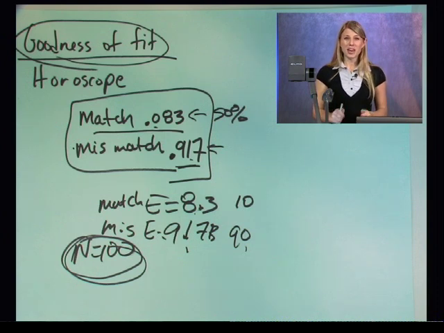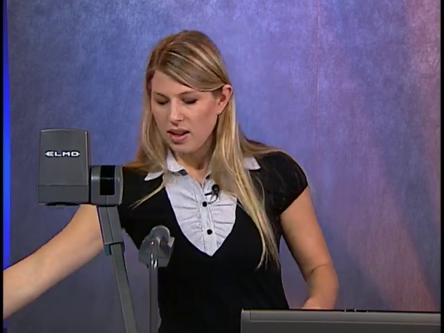All right, so that's just one type of chi-square. We need to move on back to the lecture. Let's move on to independence.